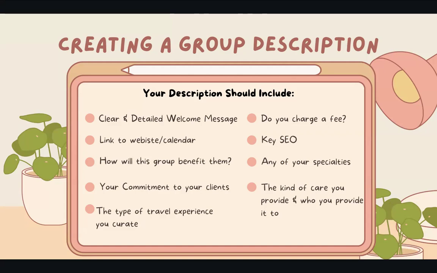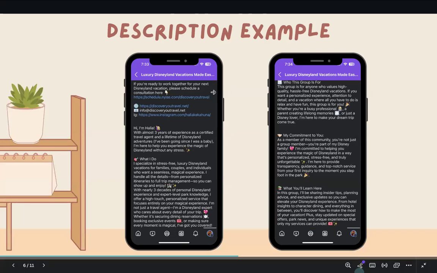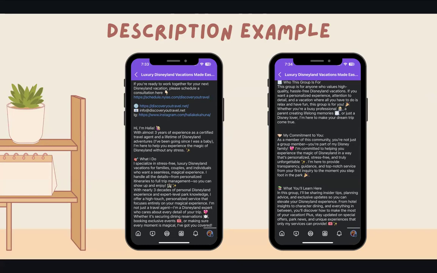So we want to tell them, okay, when you join my group, this is what I provide for you, and this is who I provide it to, okay? Now I have an example right here of what my description looks like. And like I said, I'm also going to pull it up on Facebook too. But my very top of it is if you're ready to work together, schedule a consultation here, right? I then have my website linked, I have my email, and I have my Instagram linked, okay?